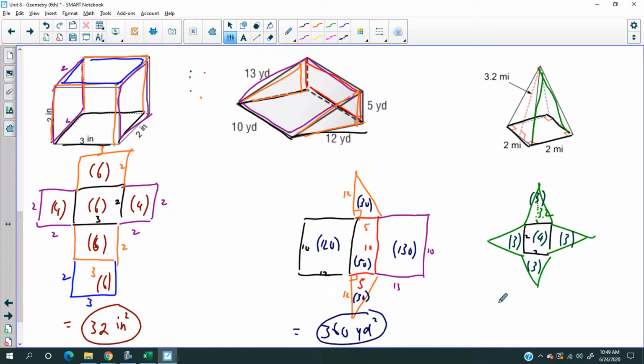So 3 times 4 is 12. 12 plus 4 is 16. 16, I guess, square miles. Okay. All right. Not bad.